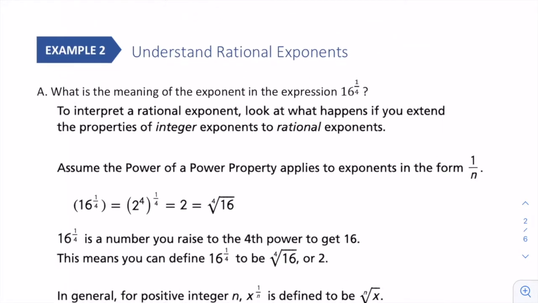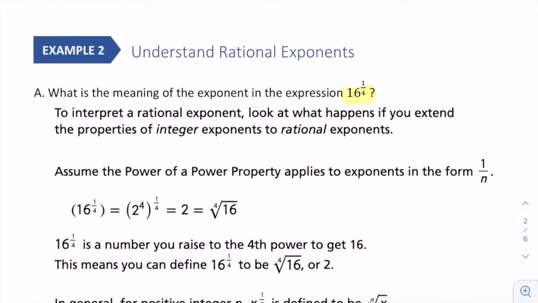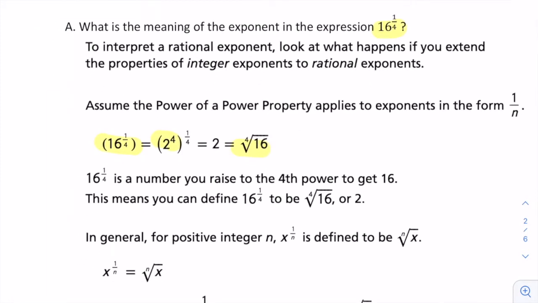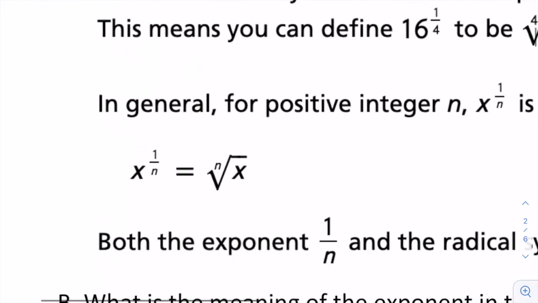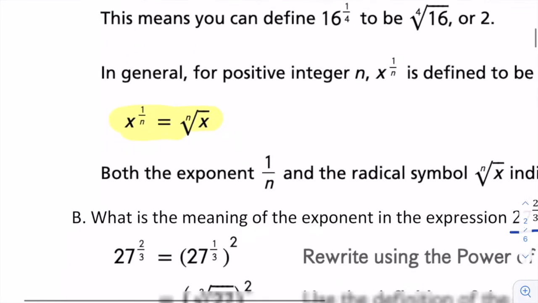So if we have 16 raised to the 1/4, we could rewrite that as 2 to the 4th, because remember we said 2 times 2 times 2 times 2 gives us 16, raised to the 1/4. So the fourth root of 16 would be 2. So just remember, when we're simplifying, we're getting one answer out. So x to the 1/n equals the nth root of x.